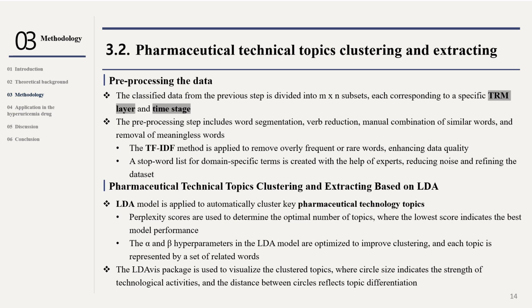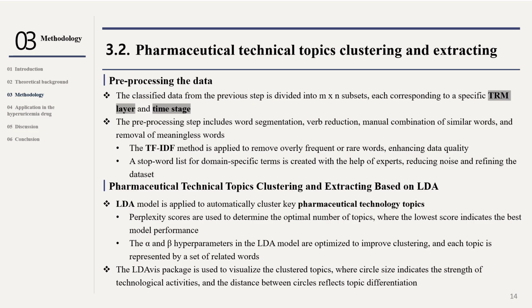The classified data from the previous step is divided into n by n subsets, each corresponding to a specific TRM layer and time stage. The preprocessing step includes word segmentation, verb reduction, and manual combination of similar words. Also, the TF-IDF method is applied to remove overly frequent or rare words. A stop word list for domain-specific terms is created with the help of experts.